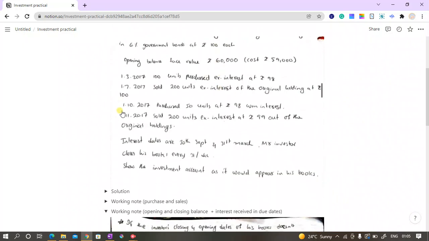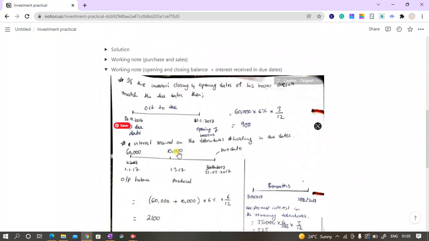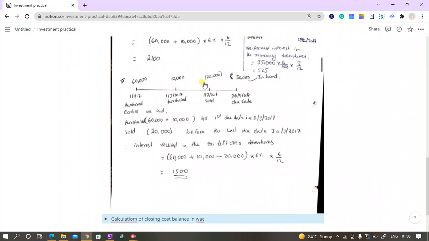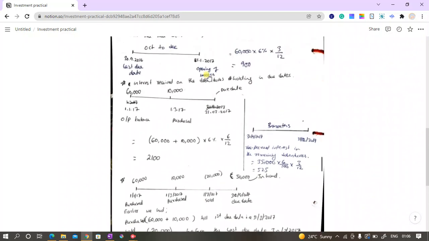If we see the dates here, 1/7/2017 is before the second due date, which is 30th September. Before September we sold 200 shares. So basically that's 20,000 that we minus, we will less it, then we will get 50,000 shares in hand. We have 50,000 shares in hand, and now we will calculate it. 50,000 shares into 6% into 6 by 12, that is 1,500.